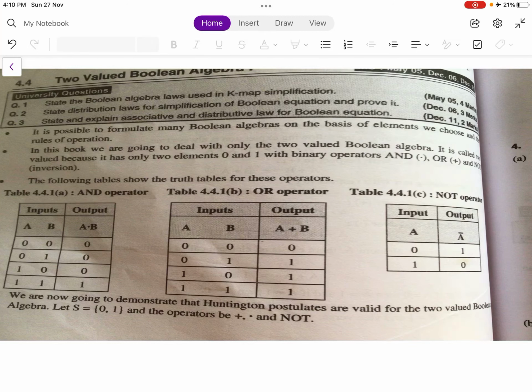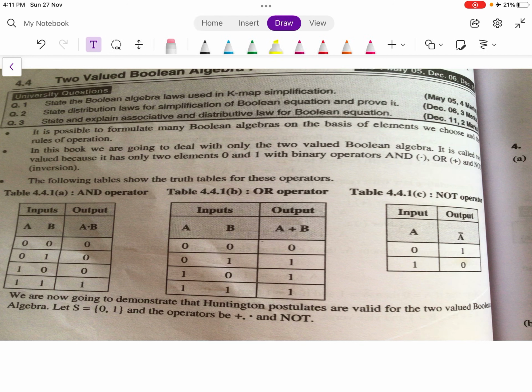Two-valued Boolean algebra. It is possible to formulate many Boolean algebras on the basis of the elements we choose and the rules of operation. In this book, we will deal with only two-valued Boolean algebra. Why is it called two-valued? Because we only use two elements, 0 and 1, with the binary operations AND, OR, and NOT, that is, inversion.